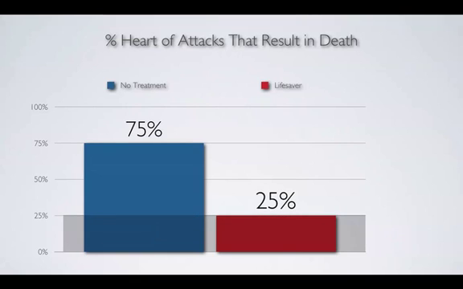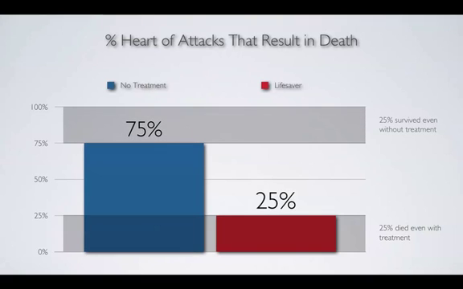Now let's look at these bottom numbers a little closer. The bottom shaded area represents people that would have died even if they got this great treatment called Lifesaver. In fact, if you look at the bar graph, these are the people who got Lifesaver and still died. And let's look at the top number. This top group is the group of people who survived even if they didn't get Lifesaver. They were going to survive no matter what.